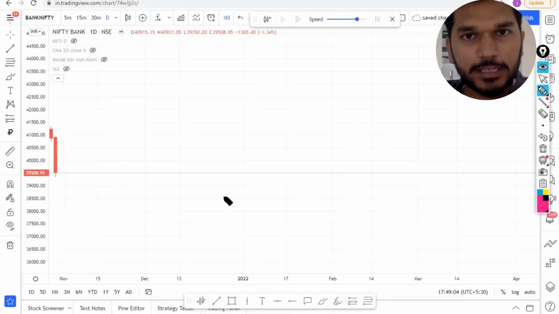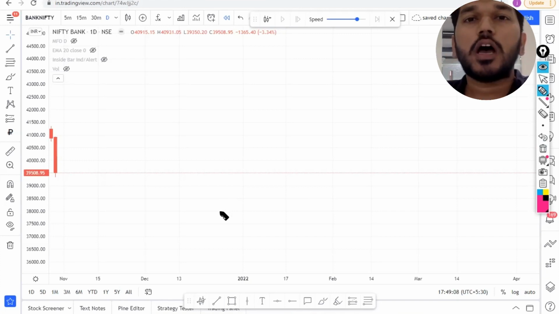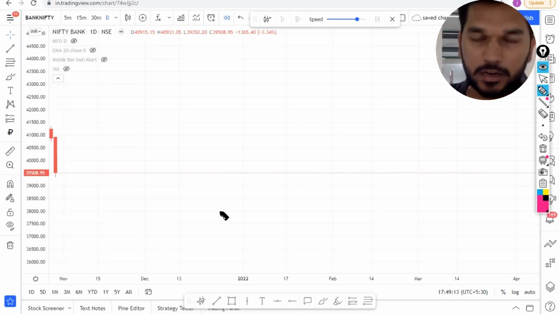So without wasting much time, let us get started with our understanding of today's big fall in the market. So guys, today I'm going to teach you a very interesting topic which talks about how the market moves from a tight range to a bigger range. How do these big moves come in the market, right?